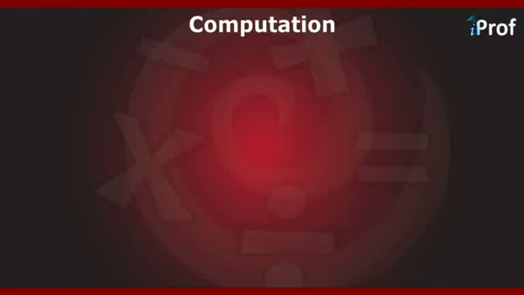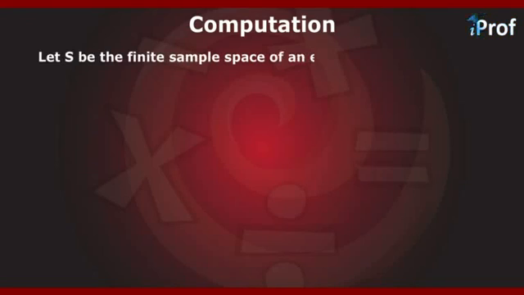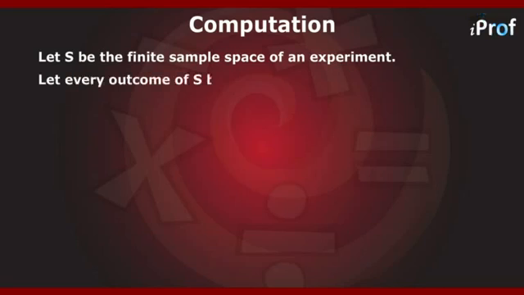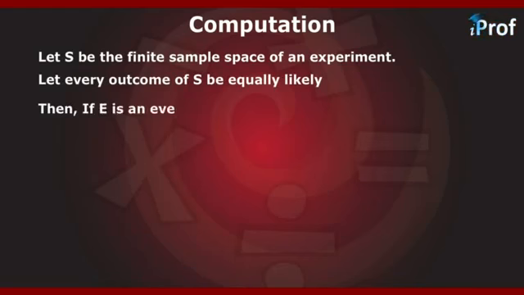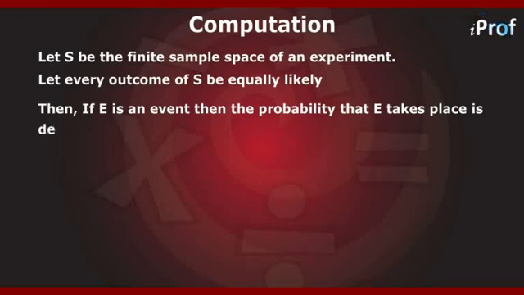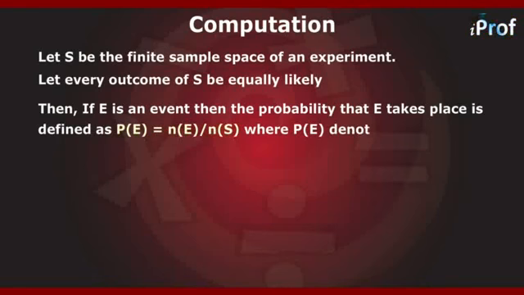Now, how to compute probability? Let us go through the steps of doing so. Let S be the finite sample space of an experiment. Let every outcome of S be equally likely. Then, if E is an event, then the probability that E takes place is defined as P(E) = N(E) by N(S), where P(E) denotes the probability of E.